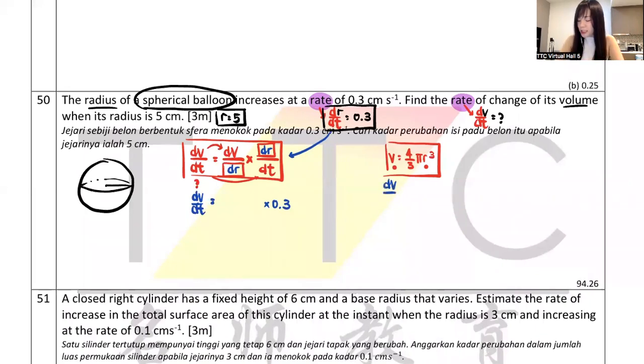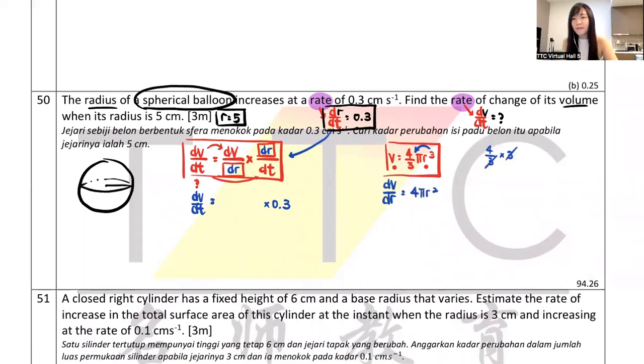So outside is V, inside is R. We differentiate it, we call it dV/dr. Times and then minus 1, yeah? So 3 times 4/3, I write for you. 4/3, if I times 3, cancel, I am left with 4. Then the power, if I minus 1, is 2.